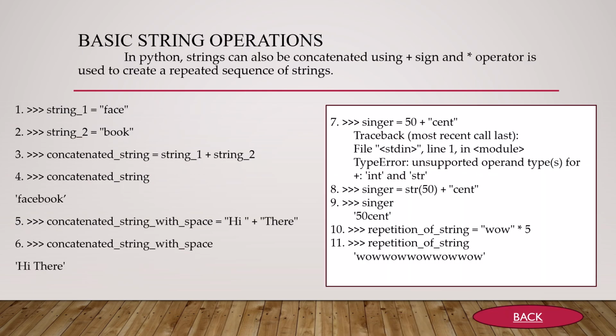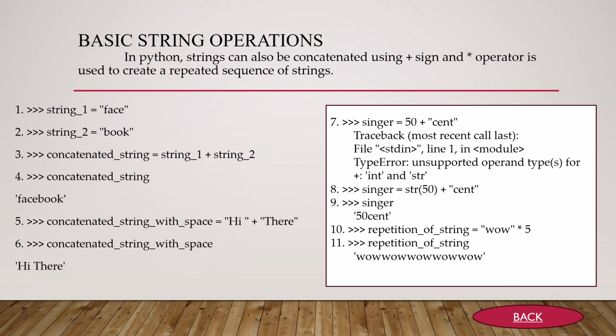We will see some of the basic string operations. In Python, strings can be concatenated using the plus sign, and the star operator is used to create a repeated sequence of strings. We will take up an example. You declare string 1 and string 2, and use the plus operation to join the two strings together, and this is called concatenation.